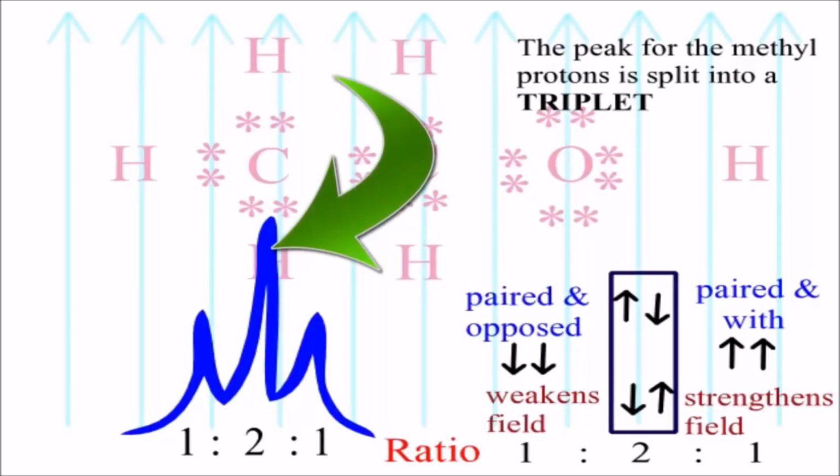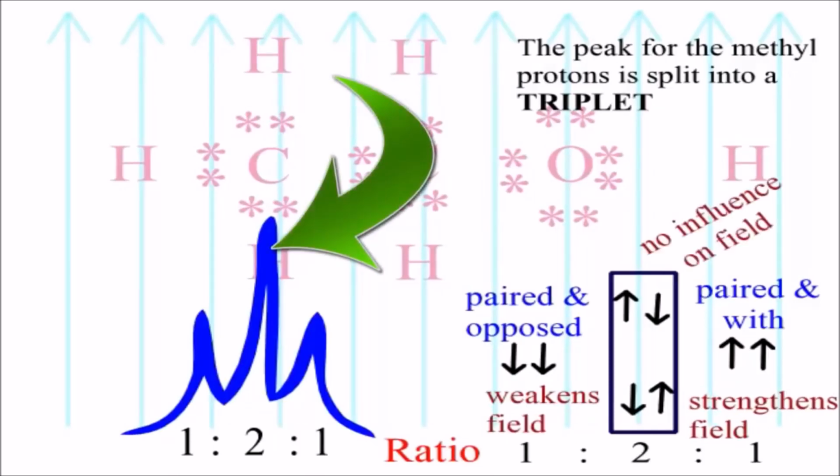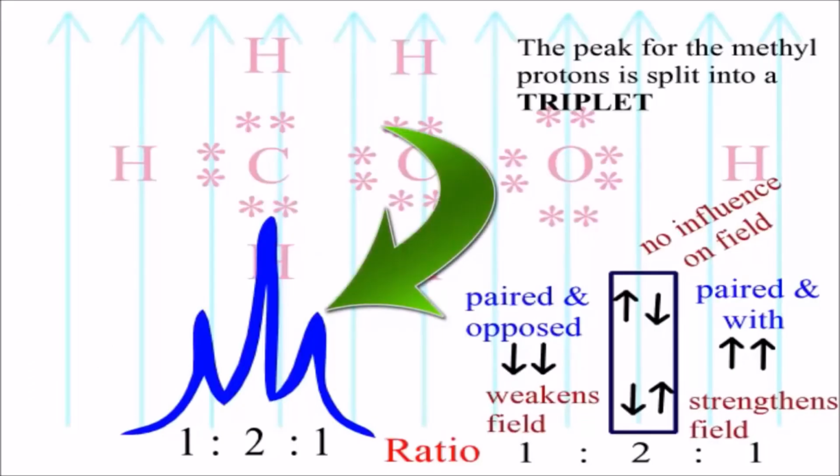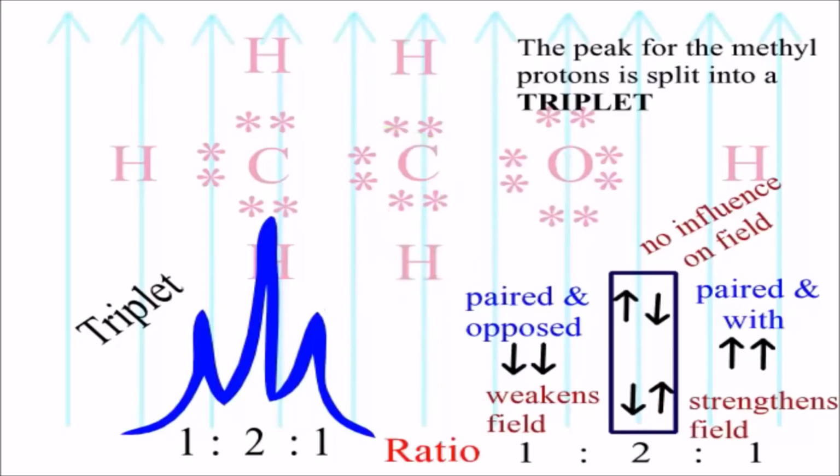So there in the middle you have the original peak, and the area under that peak will be twice the area under the peaks either side, reflecting the ratio 1 to 2 to 1. And this peak to the right, or sub-peak, which will represent a smaller chemical shift, has been produced as a result of the adjacent protons that are paired and opposed, therefore weakening the effect of the external magnetic field, so that a somewhat stronger magnetic field is required to bring about resonance.